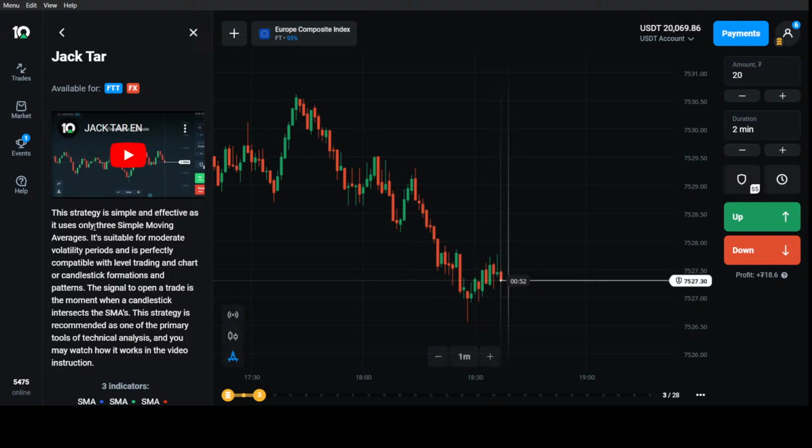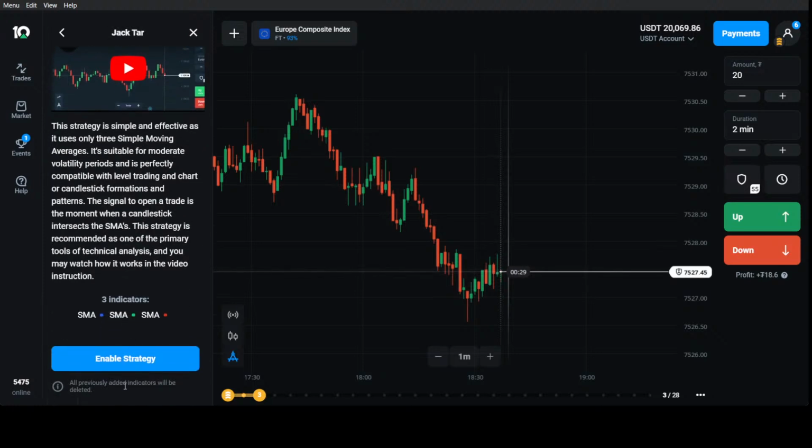Okay, so let's focus on this strategy. It suits medium-level volatility and is perfectly compatible with level trading and chart or candlestick formations and patterns. You can use this in an area chart or in candlesticks. The signal to open the trade is the moment when the candlestick intersects the SMA. This strategy is recommended as one of the primary tools for technical analysis.